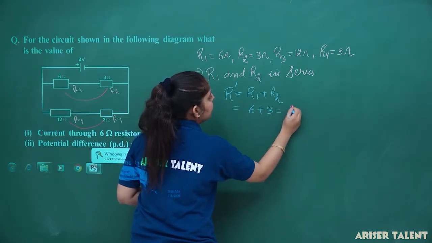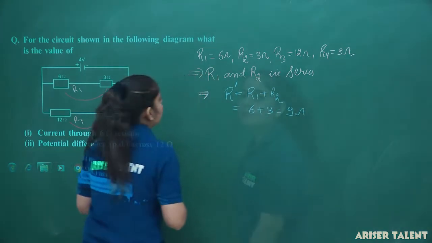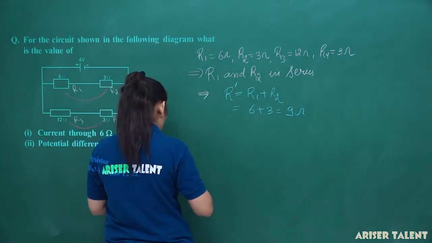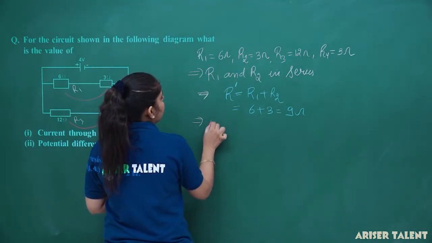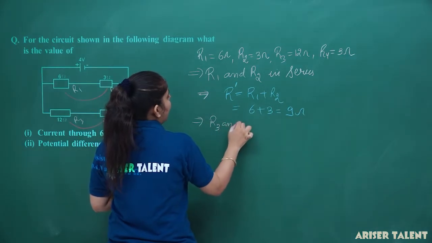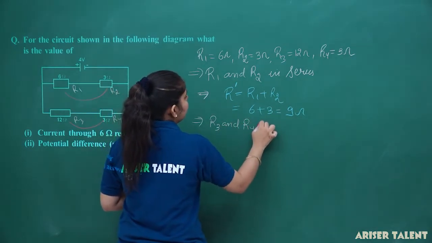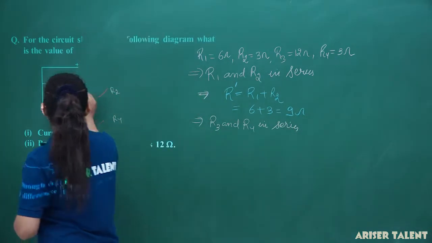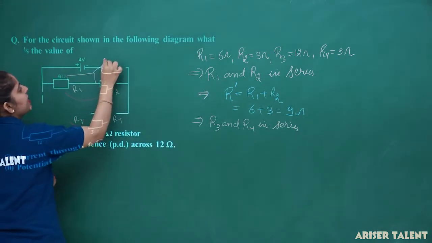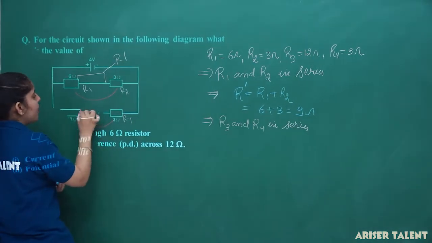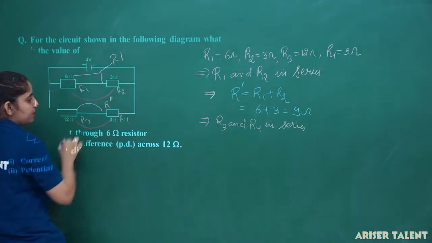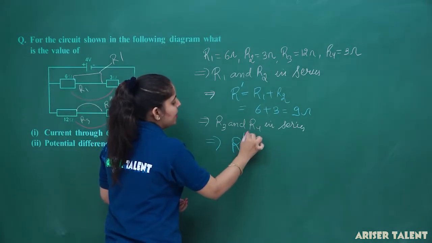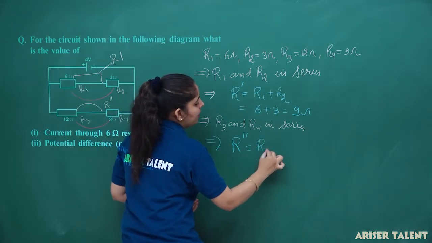6 plus 3 will give you 9 ohm. So R3 and R4 are again in series. So I can write here, R3 and R4 in series. On solving these two parts, I am writing it as R dash, and these two parts are known as R double dash. So we can write here R double dash equal to R3 plus R4.